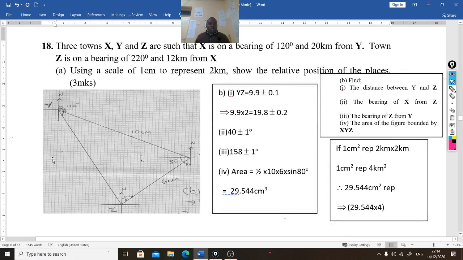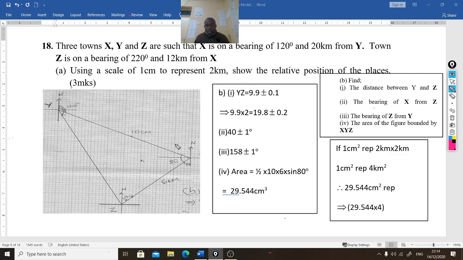Three towns, X, Y, and Z, are such that X is on a bearing of 120 degrees and 20 kilometers from Y. Town Z is on a bearing of 220 degrees and 12 kilometers from X. So your starting point, first of all, you must make a sketch. A sketch is very important before you draw.